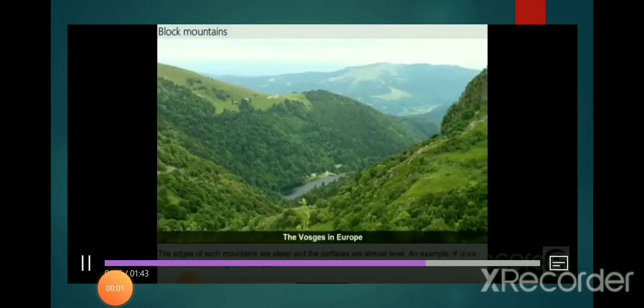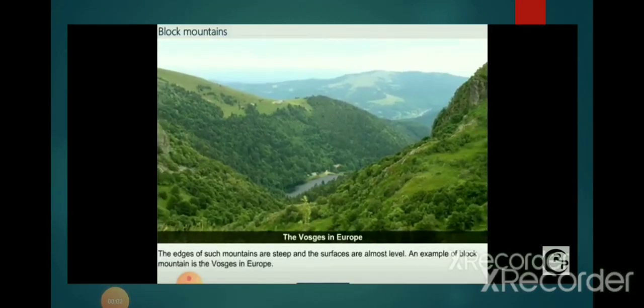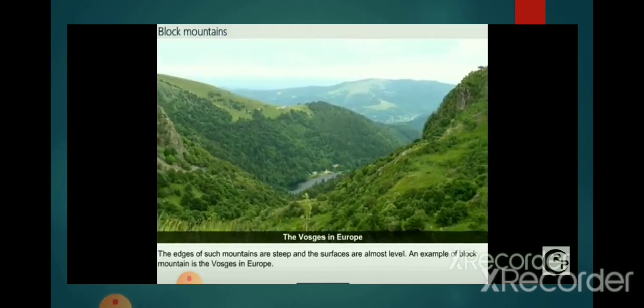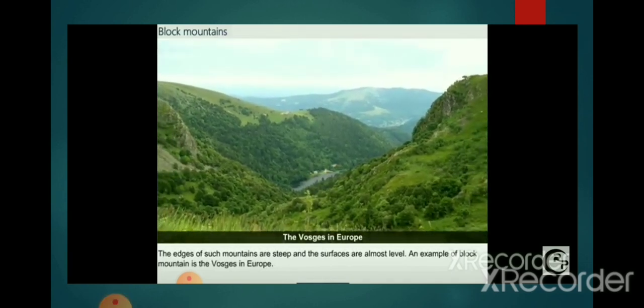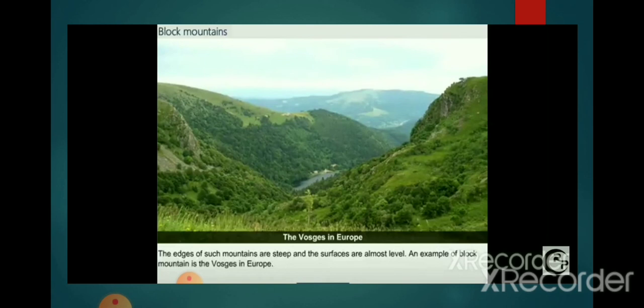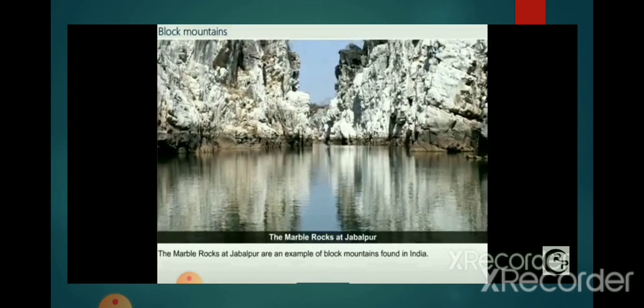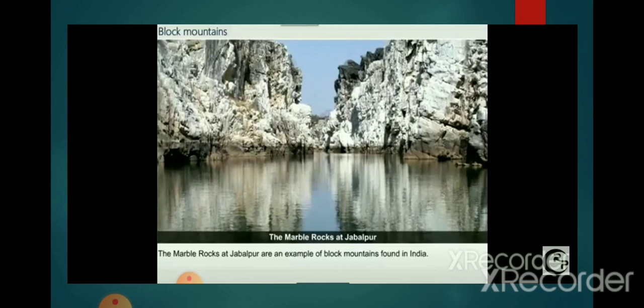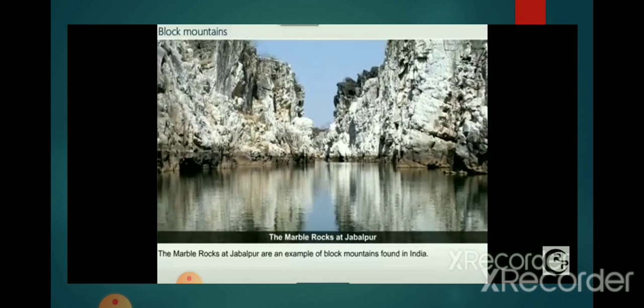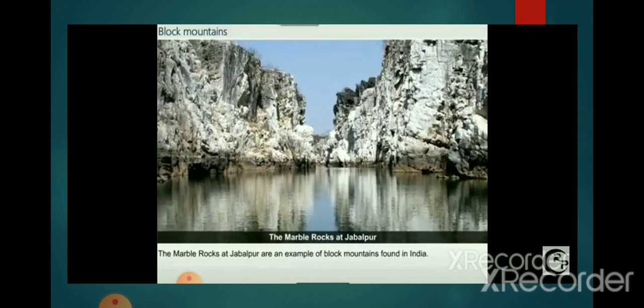The edges of such mountains are steep and the surfaces are almost level. An example is the Vosges in Europe. The Marble Rocks at Jabalpur are another example. It's in India. It's a block mountain.